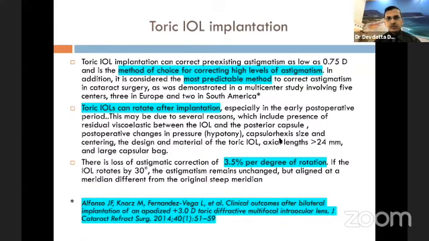So I'll just touch upon toric IOL implantation. As you know, this is a method of choice for correcting high levels of astigmatism, the most predictable method. But you have to remember one thing: toric IOLs can rotate after implantation, and the loss of astigmatic correction is 3.5% per degree of rotation.